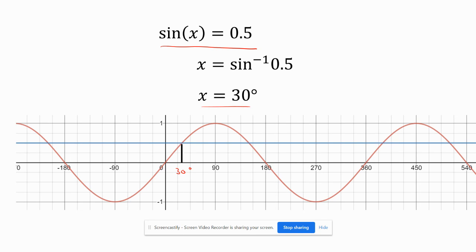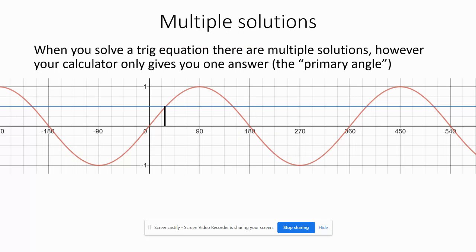And then there are other ones where sine equals 0.5, there, as well as over here, and over there, and over there. In fact, there are more further to the right and further to the left. There's an infinite number of solutions. So this is what we mean by multiple solutions. So when you get this one out of your calculator, you've only got one, and we call that one the primary solution, because it's the first one that your calculator gives you.